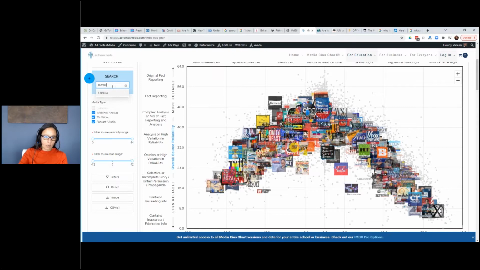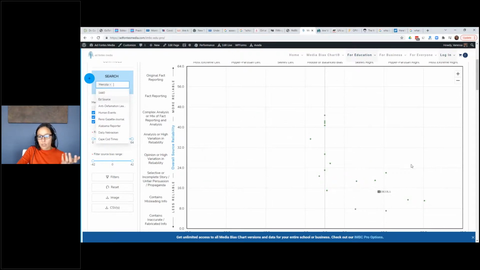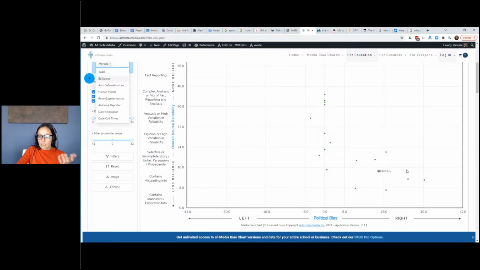Mercola, right? What's hard about some of these sites is that this one has a lot of misinformation, stuff that's rated inaccurate or misleading or problematic, but then it has other articles that are reliable, right?